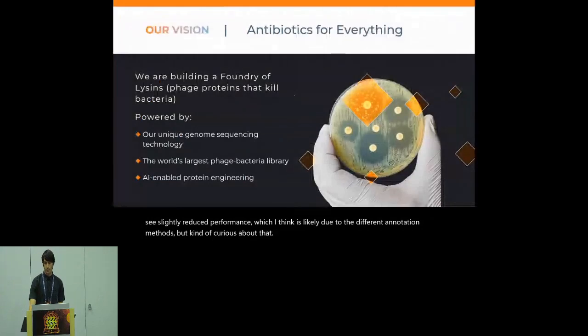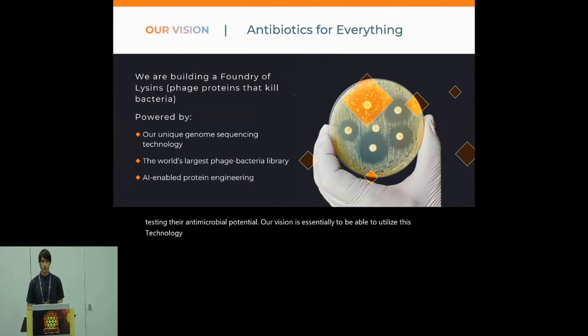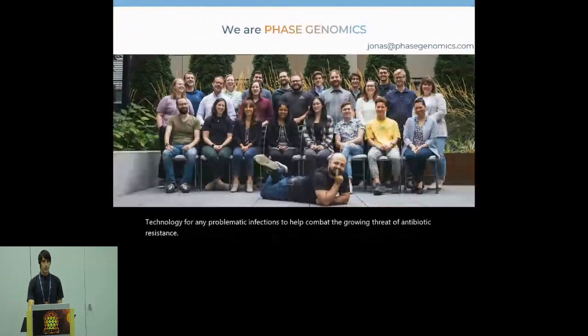So I've talked now about using high-C technology and machine learning for phage-host annotation, and I wanted to quickly touch on the application we are utilizing this technology for. We're now working on extracting lysin proteins from these phage candidates and testing their antimicrobial potential. Our vision is essentially to be able to utilize this technology for any problematic infections to help combat the growing threat of antibiotic resistance.